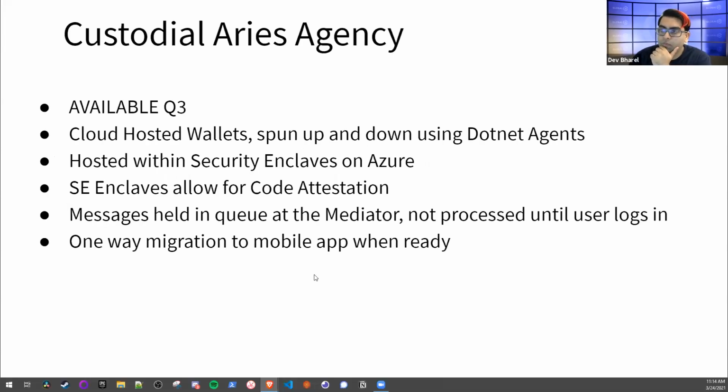I'm muted. So along with the Aries mobile wallet, there are a couple of other services that we're working on, kind of combining into a larger ecosystem. One of the big things that we want to build architecturally is something called the Custodial Aries Agency. So we're working on building cloud-hosted wallets that service a number of needs.